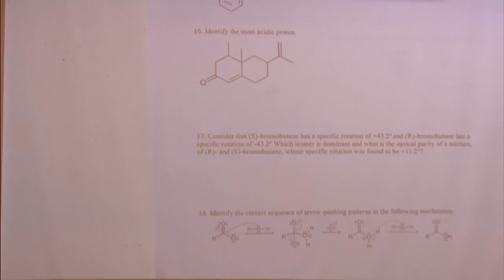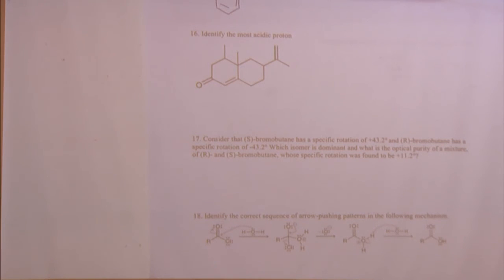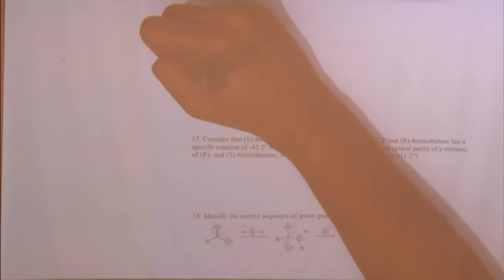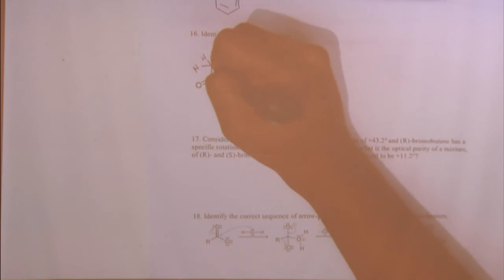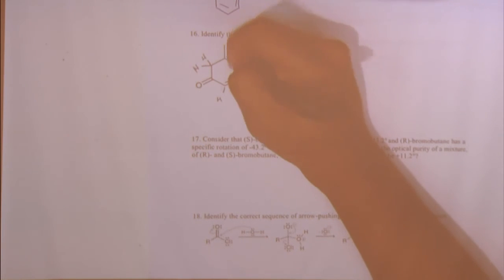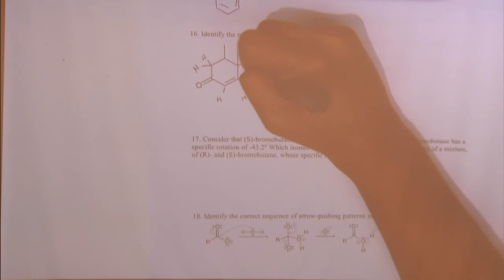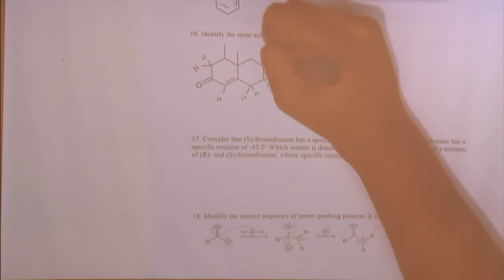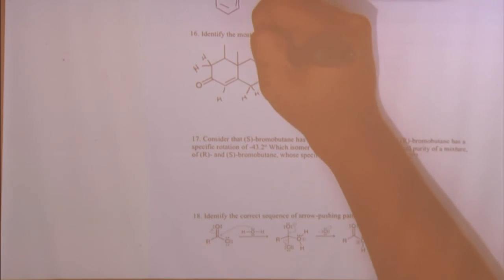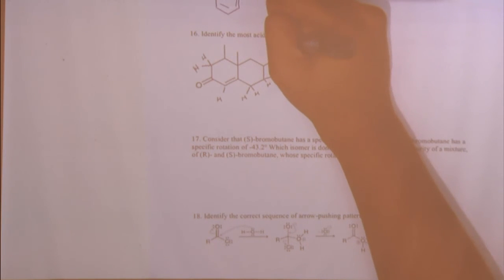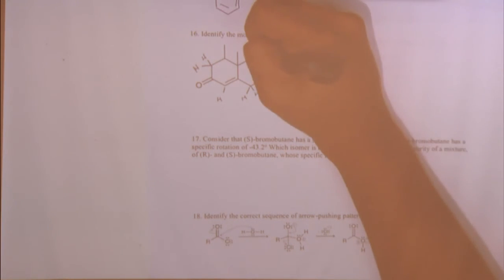Now, this problem is dealing with the most acidic proton. So first off, you'll look at where your different protons are. So like I know I have protons here relative to my ketone. I have a proton here. I don't have any in the middle there. I have 2 here, another 2 here. I have 3 over here, and 2 more here, 1 here.